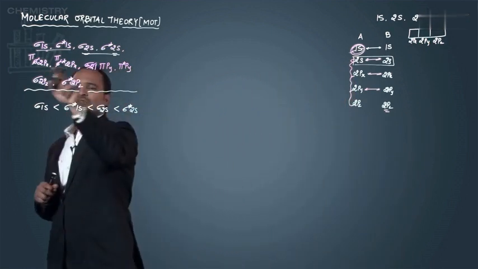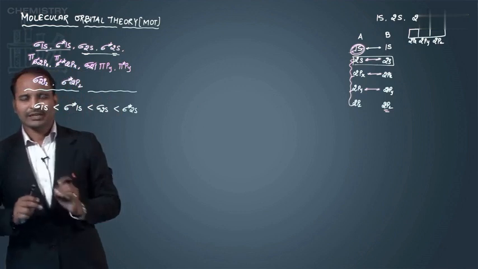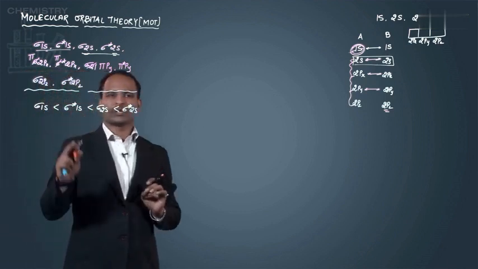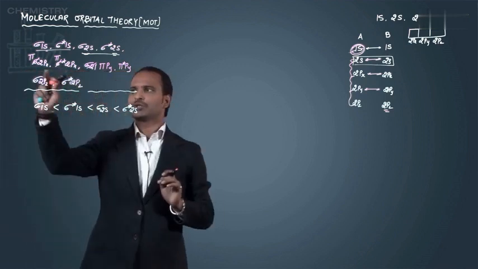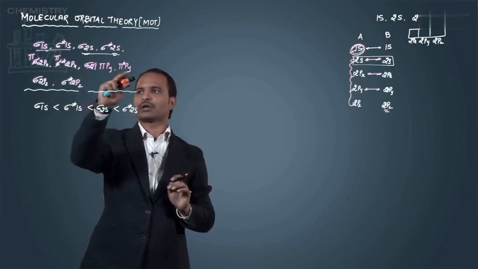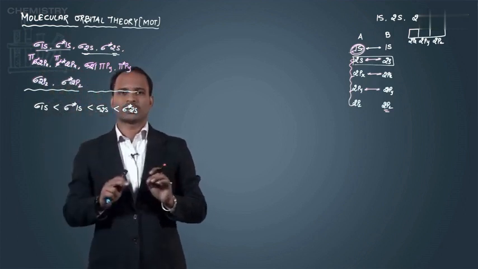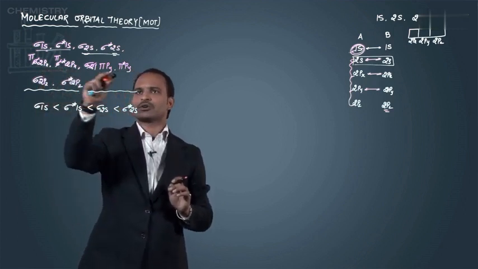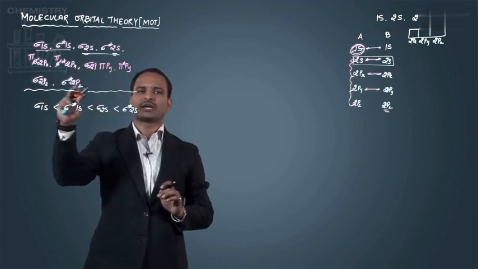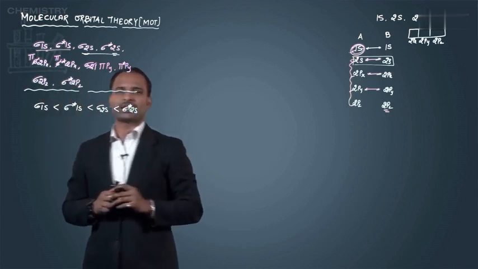Now since these 6 orbitals are from the same atomic orbital, that is 2p orbital, we are going to compare all 6 orbitals together. From these 6 orbitals, I just wanted to know which will have the lowest energy and which will have the higher energy.